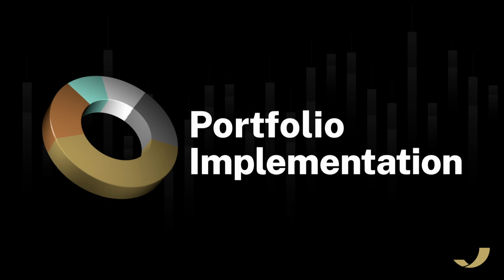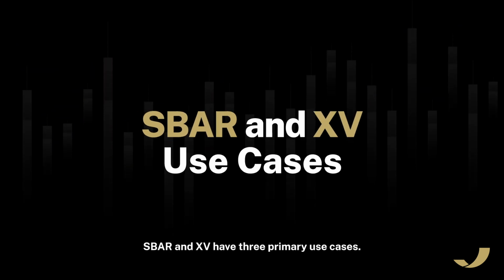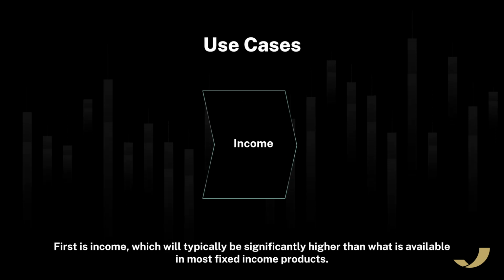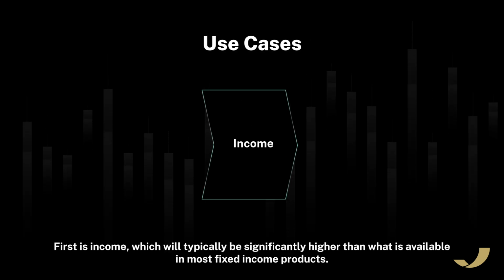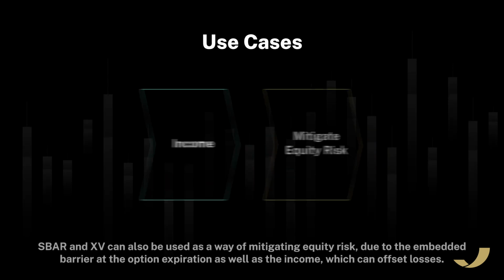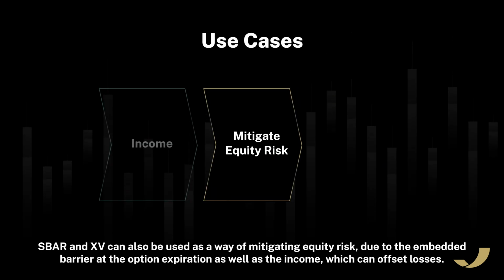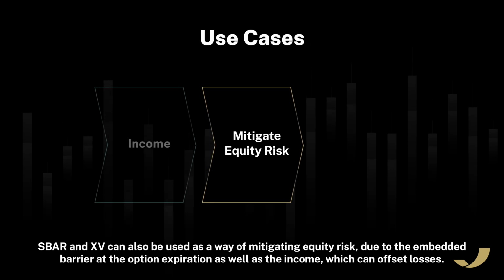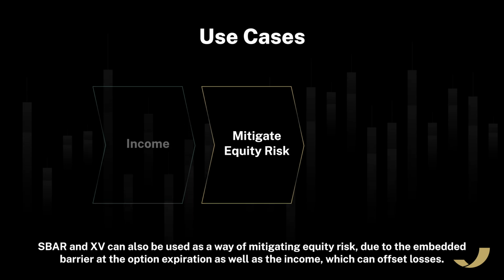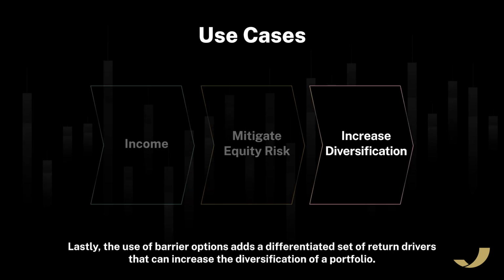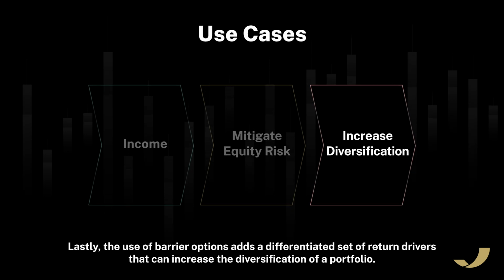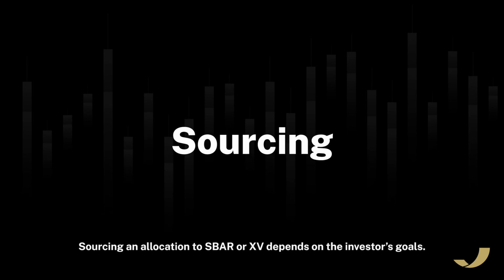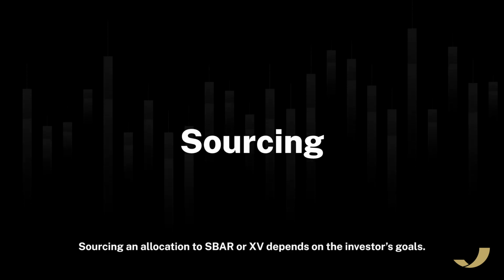Let's briefly discuss portfolio implementation. SBAR and XV have three primary use cases. First is income, which will typically be significantly higher than what is available in most fixed income products. SBAR and XV can also be used as a way of mitigating equity risk due to the embedded barrier at the option expiration, as well as the income which can offset losses. Lastly, the use of barrier options adds a differentiated set of return drivers that can increase the diversification of a portfolio. Sourcing an allocation to SBAR or XV depends on the investor's goals.